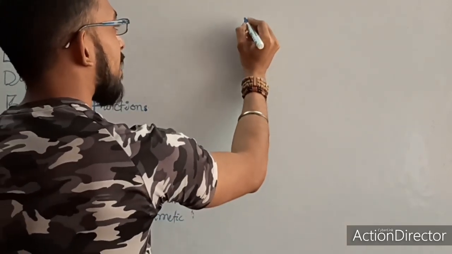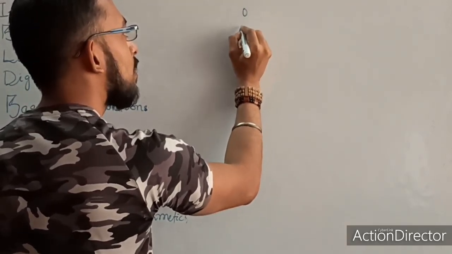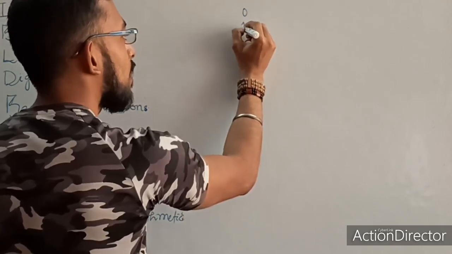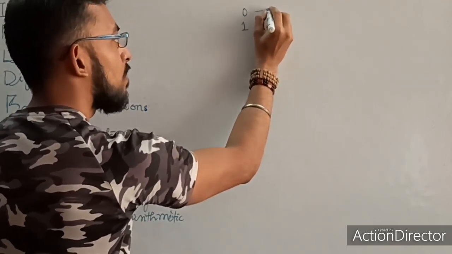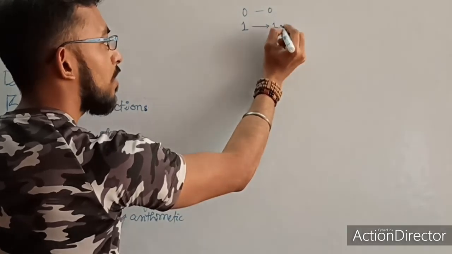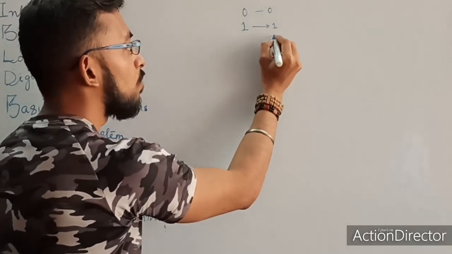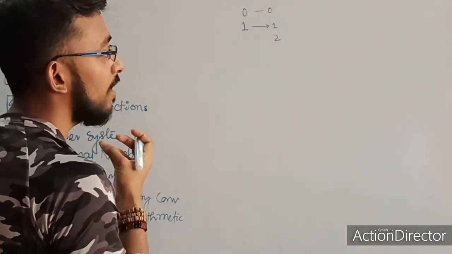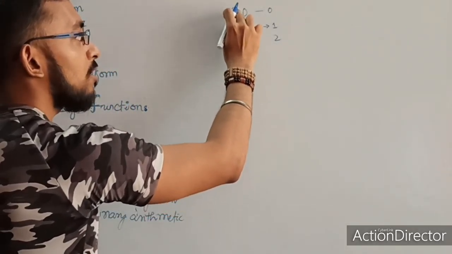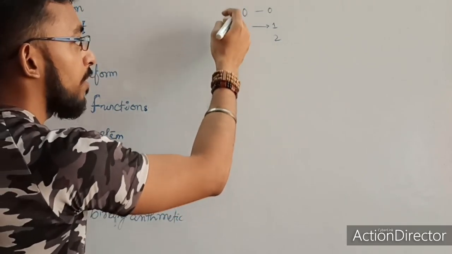In the binary number system, there are only 2 digits, 0 and 1. For 0, the value is 0. For 1, the value is 1. Now if I want to proceed further and write 2, how can I write it? I have to use a combination of these two numbers.